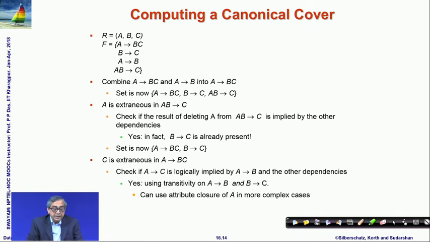I will check if C is extraneous in A determining B C. I find that it indeed is, and again you can use transitivity to get here, or can use the attribute closure. Finally, I get that the original set F is covered by a canonical set, where you just have A determining B and B determining C. So, this set is logically implied by the original set, and this set can logically imply the original set, and we will often use the canonical cover for simplicity and for ease of application.